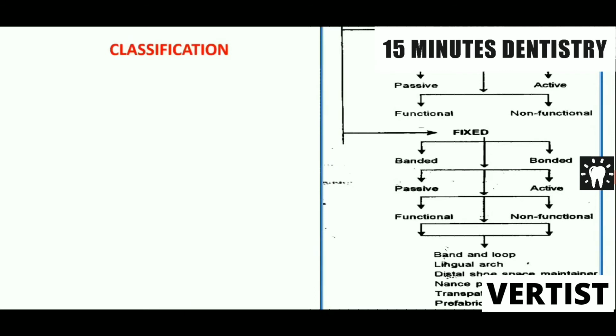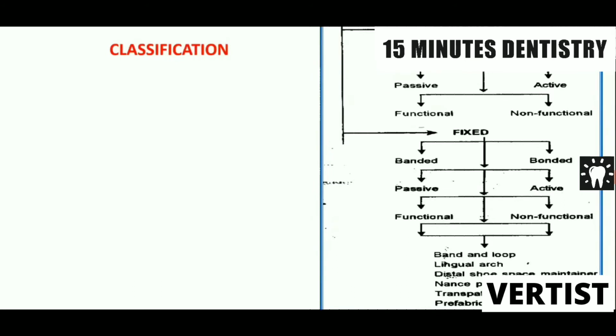There are many classifications available for space maintainers, comparable to the classifications available for traumatic injuries of anterior teeth. Certain classifications divide space maintainers into removable or fixed. Before we move on to the actual classification, we need to know the meanings of some terminologies. Space maintainers can be passive or active.